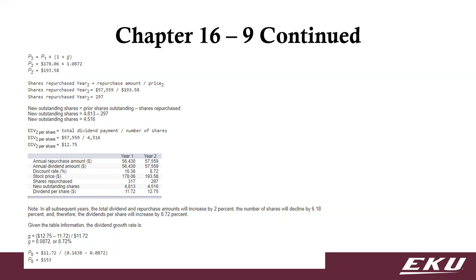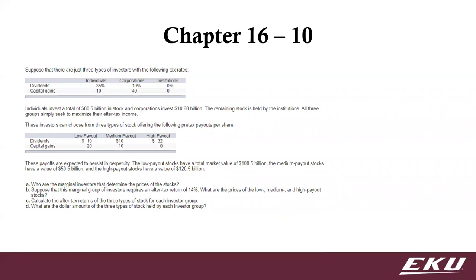Okay, so moving on to question 10. And this one, I'll just have the answers on the next page. So, there's these 3 types of investors. There's individuals, corporations, and institutions. And they all have their different tax rates, right? Based on the type of holding that it is. Individuals invest this much in stock, corporations have this much, the remaining institutions. They all want to maximize after-tax incomes, right?